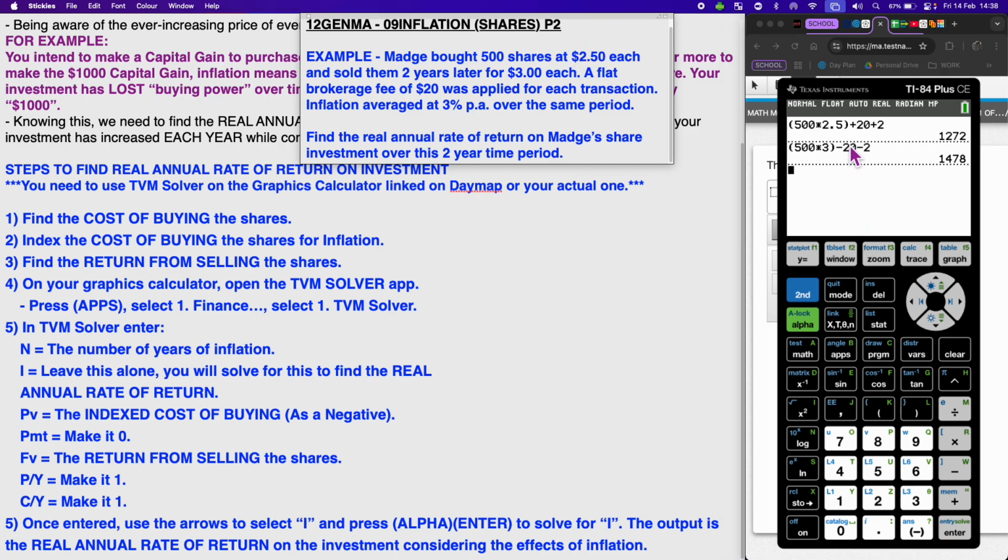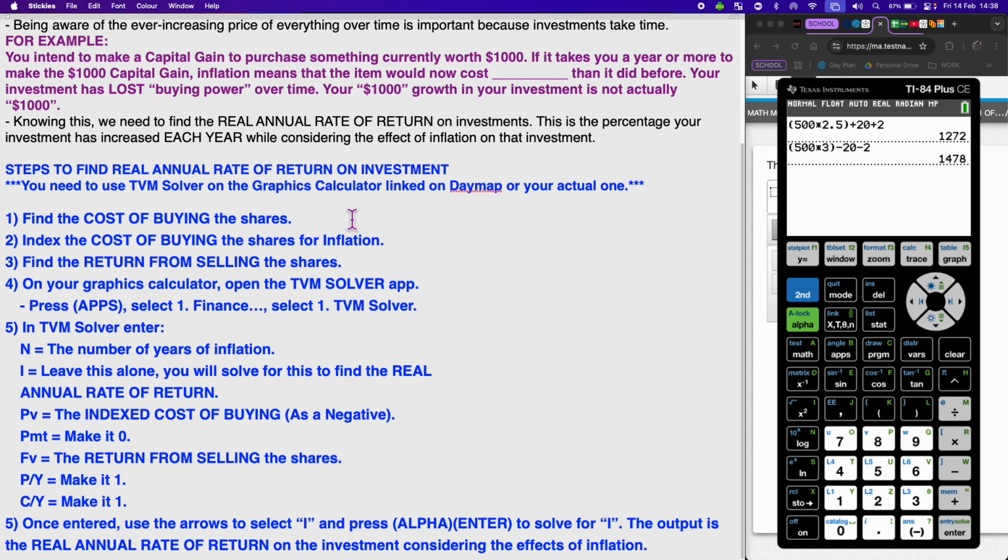Now let's check again. If I'm buying 500 shares for $2.50 each, do you agree that 500 times by 2.5 is the consideration for that? Yeah. If my brokerage is a flat $20, would I add 20 to that? And what's 10% of 20 going to be? 2. So do you agree that top number 1272 would be the cost of buying them? Cost of buying the shares equals 1272.